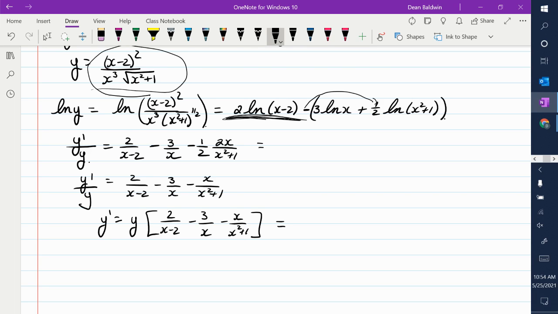You don't have to clean it up. You don't have to do any of that. I'm not going to make you do any of that stuff. So it's x minus 2 squared over x cubed squared plus 1 to the half, times all this stuff.